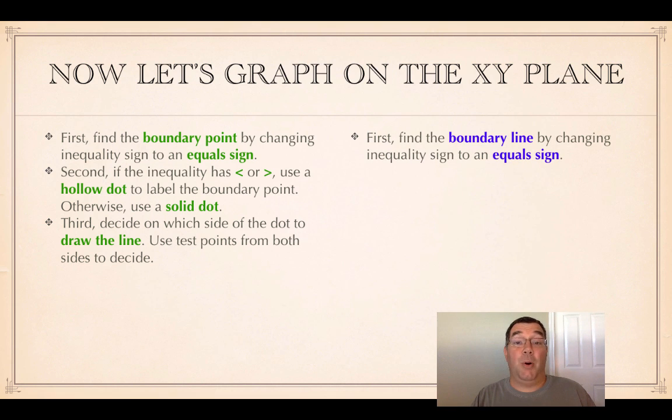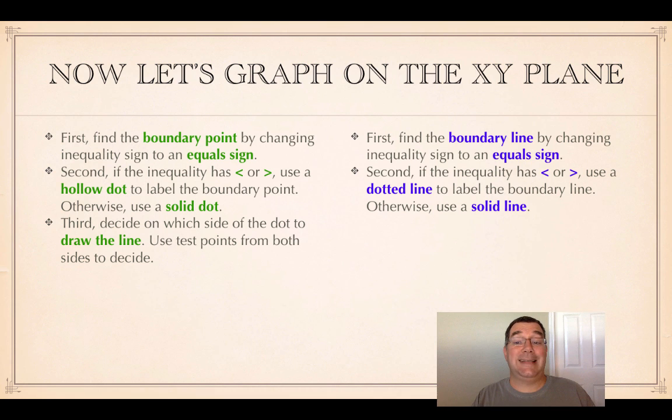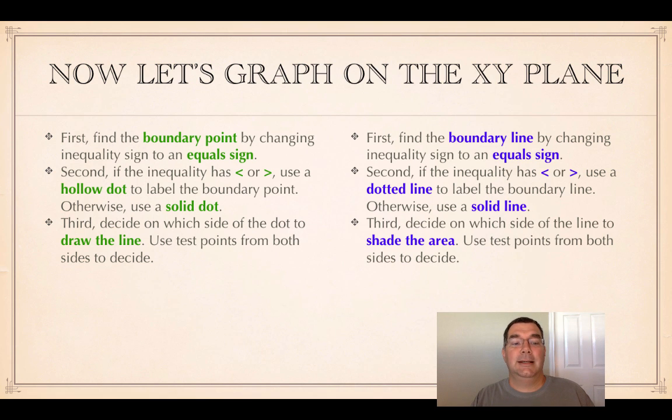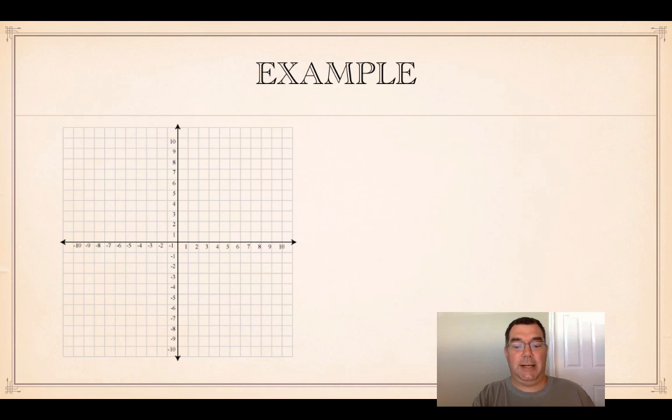So instead of finding a boundary point, I'm going to find a boundary line. And so that's the first step. Then if the inequality has a less than or greater than, instead of drawing a hollow dot, I'm going to draw a dotted line through that boundary line. And if it's a less than or equal to or greater than or equal to, I'm going to use a solid line instead, where I would have used a solid dot for number line inequalities. And then, instead of deciding which side the arrow is going to be on, whether it's going to the left or to the right, I have to decide which side of the boundary line to shade, and I'm going to use test points to do this. Okay. Best way to do this is with an example.